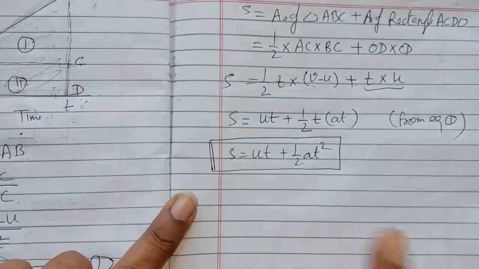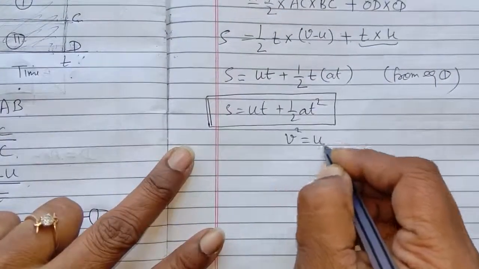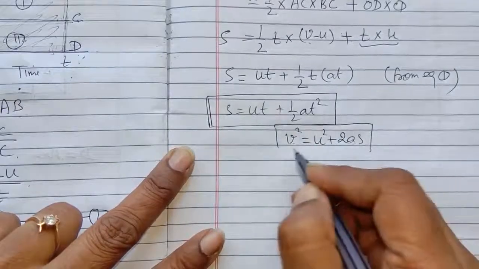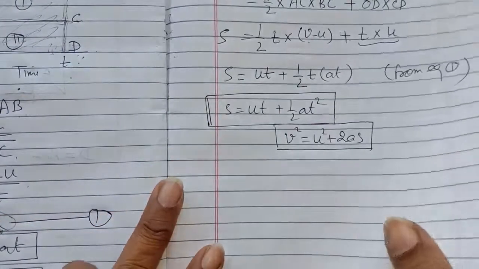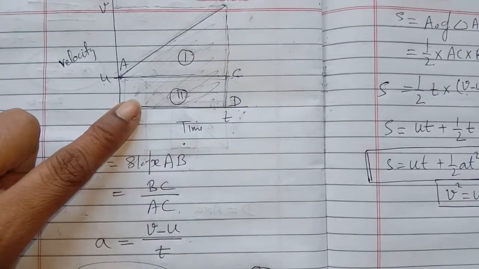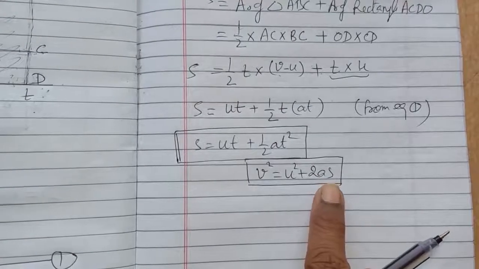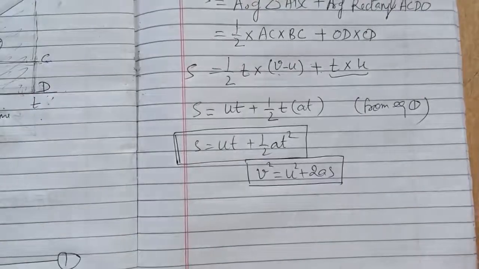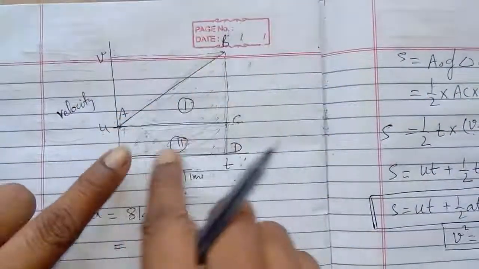Is it clear? And what is the third equation of motion? Have you remembered, V square is equal to U square plus 2AS? है ना? This is the third equation of motion, and we are going to derive this equation of motion. So for this equation of motion, we also have to take the area of this graph. Okay, because in this equation of motion we have the value of S, and S is the distance covered, or we can say the displacement. And for the displacement in VT graph we have to find the area. So again for the third equation of motion you have to find the area of this graph.